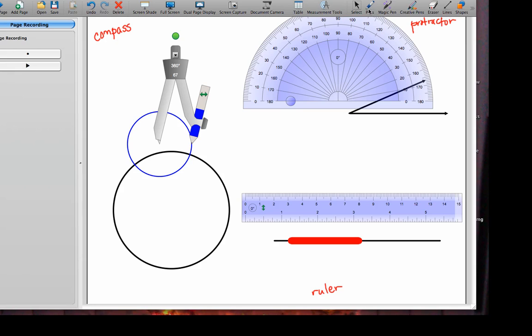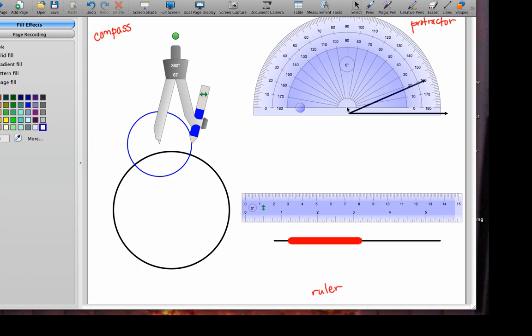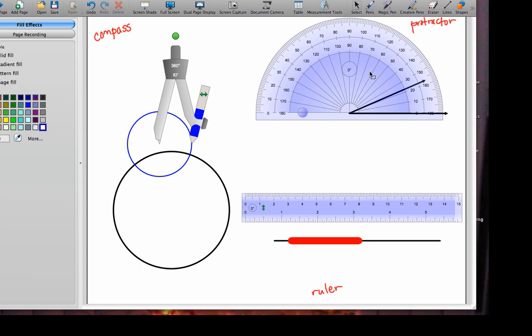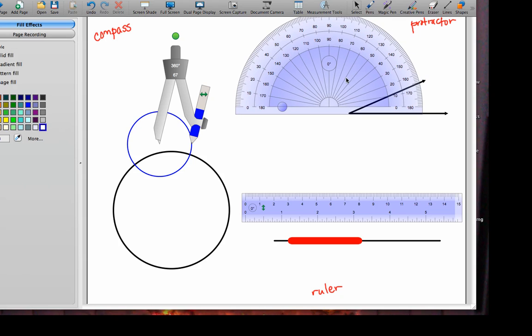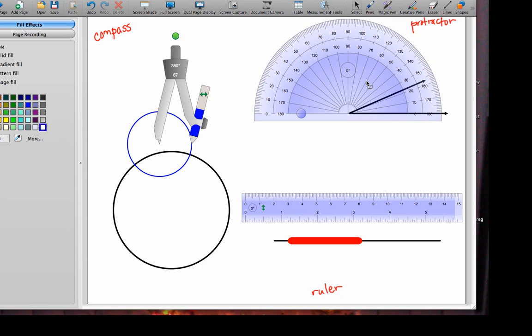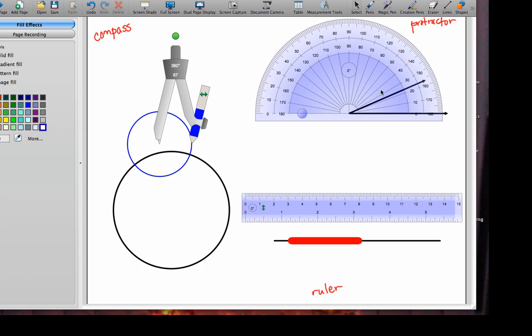Alright, let's show a protractor. A protractor is used to measure angles. How to use the protractor strategically is you would put the center of the protractor on the vertex, and make sure that the bottom line is lined up with the bottom ray of your angle. So here's the vertex, make sure it's there, and then also make sure that the other ray is lying within your protractor.